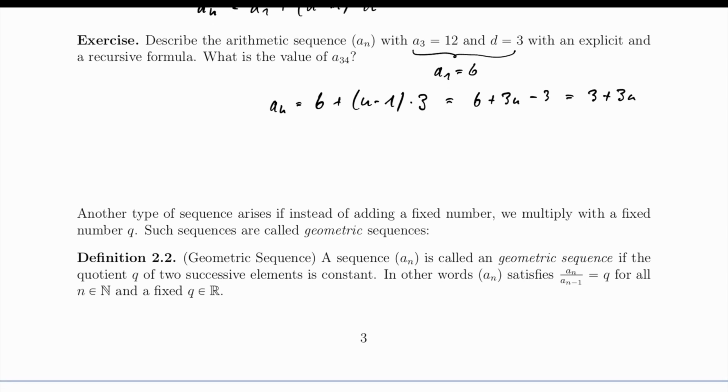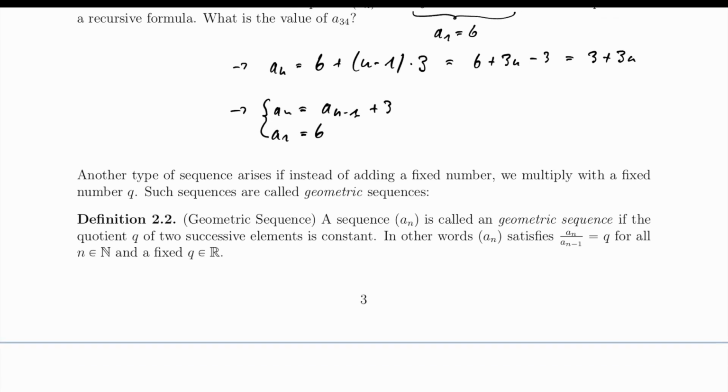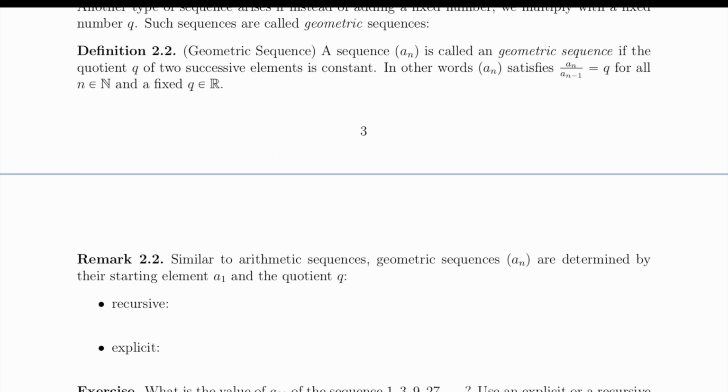And then similarly, the recursive one would just be, well, you have to give the first element, a_1 is 6. You could also give a_3 is 12. That would also be okay. You just have to give some kind of anchor. And then, of course, a_n is just a_{n-1} plus 3 here. Those in tandem are the recursive definition.